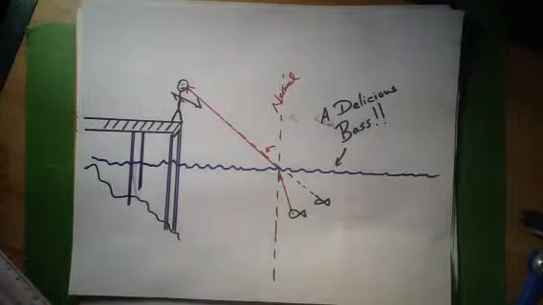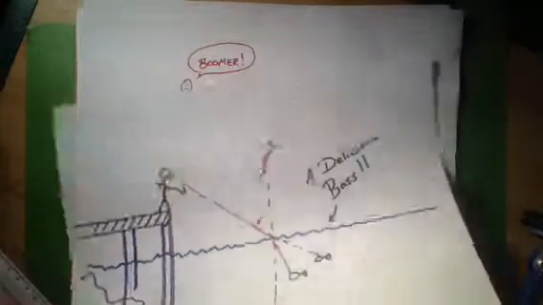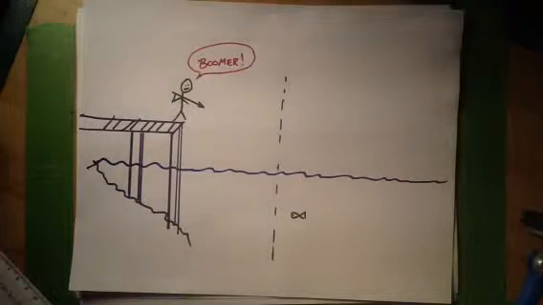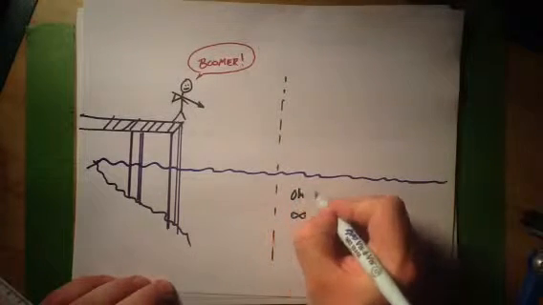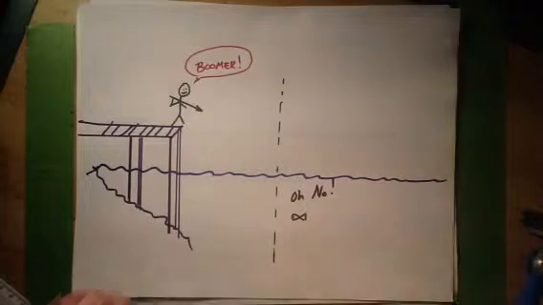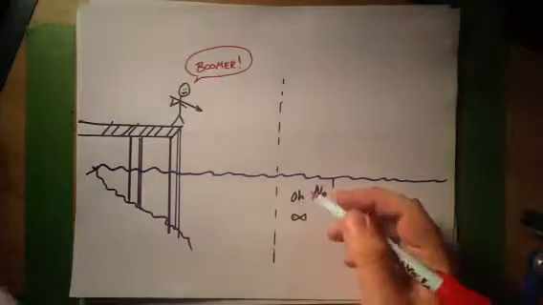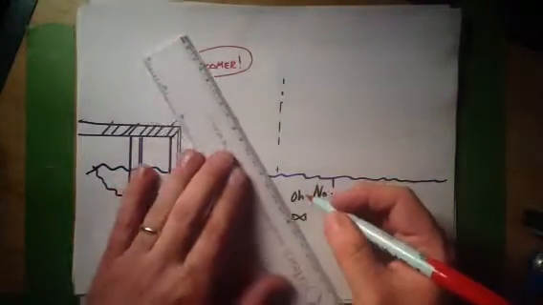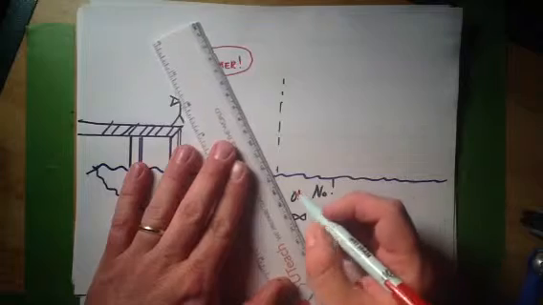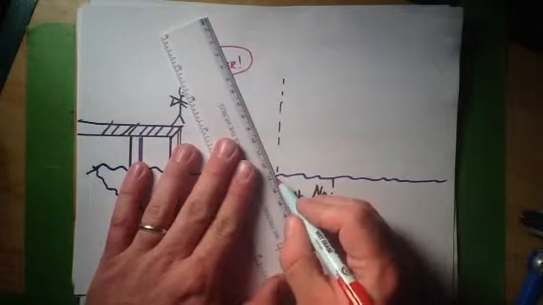Alright, now from the fish's perspective, it's just kind of the opposite. The fish sees Duncan. And when the fish sees Duncan, the fish is saying, oh no. You know, and fish are stupid, right? So they really don't know what's going on. But what's happening is that light's coming to the fish like this.